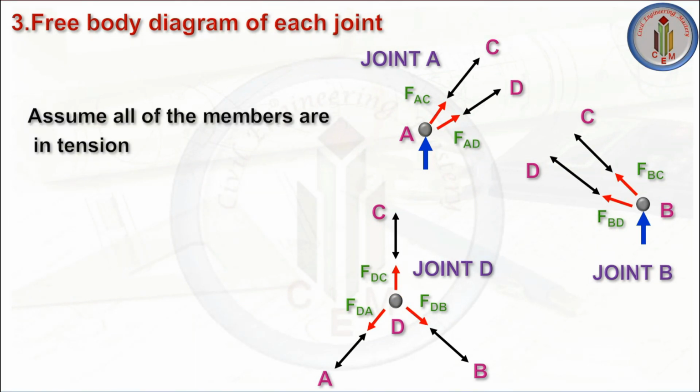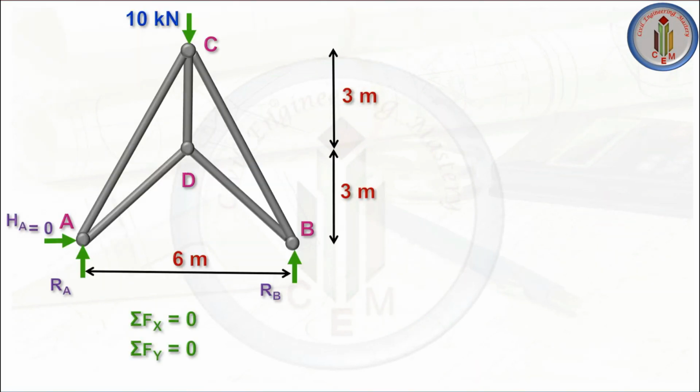As I said before, here I have assumed all the members are in tension. Once the calculations are done, if we get a negative value, we come to know that our assumption is wrong, because whatever I assumed is tension, so I should get a positive value. If I get a negative value, that becomes a compression member, and we can change it. If we get a positive value, then it is a tension member. So this is how you choose the member as a compression member or a tension member.